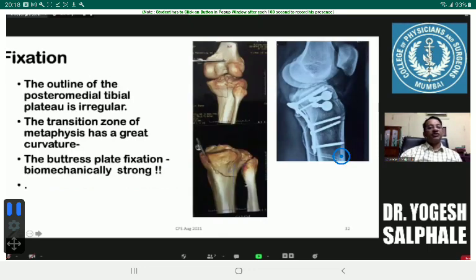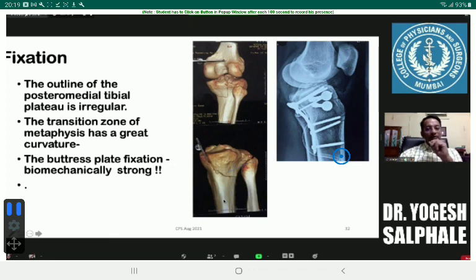So fixation, how do we get along with it? The outline of the posterior medial tibial plateau is very, very irregular. Just appreciate this. See how irregular they are. The transition zone of the metaphysis has a great curvature. See here, suddenly the curvature is more.